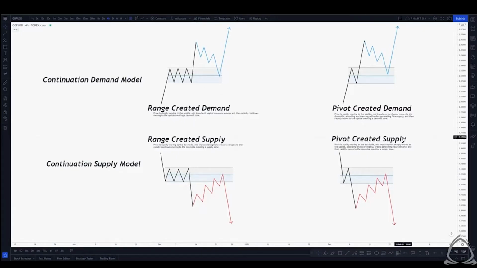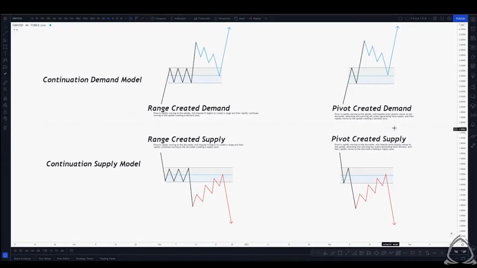Now we move on to pivot created demand and pivot created supply. Again, based on the first video, we have our pivot, which is a sharp move to the upside. And this can take shape of a few corrections as well within it, but generally speaking, the concepts remain the same, where we have that sharp move to the downside, which is important, and then we get that rapid expansion away. Again, we're not looking to trade the initial expansion away from that pivot, but instead we're waiting for price to come back down into this demand zone and look for entries.